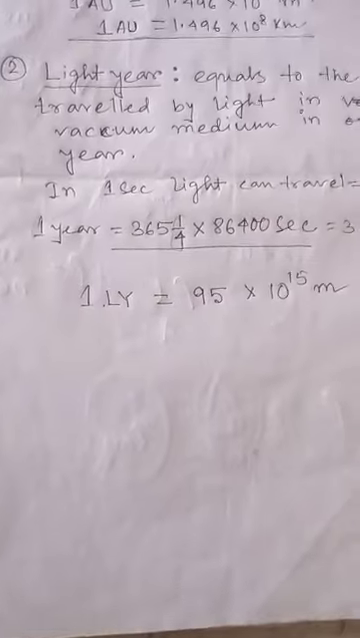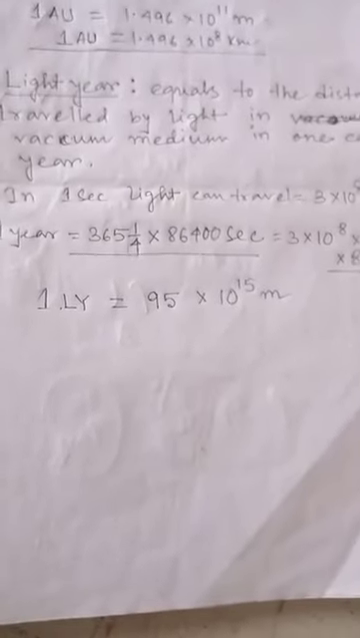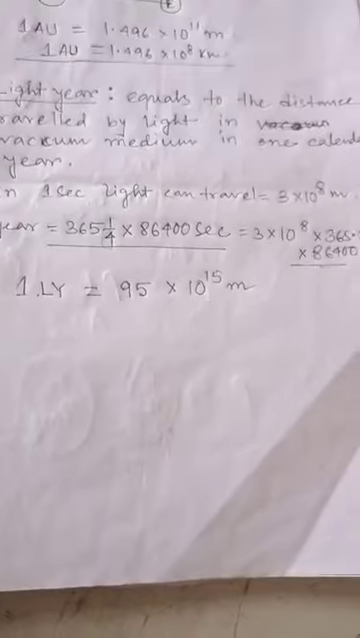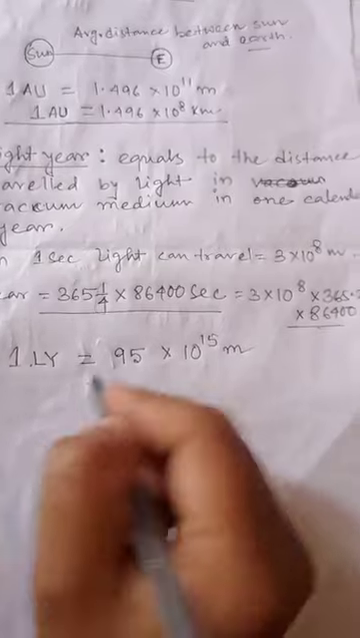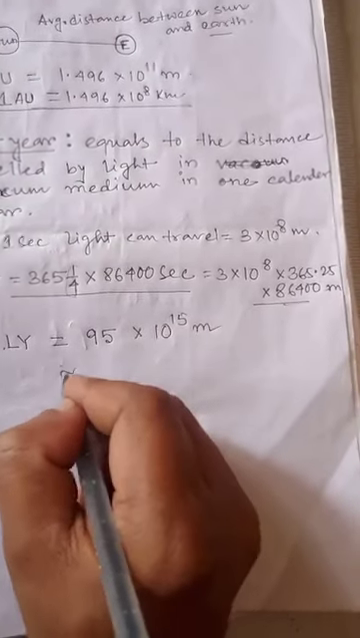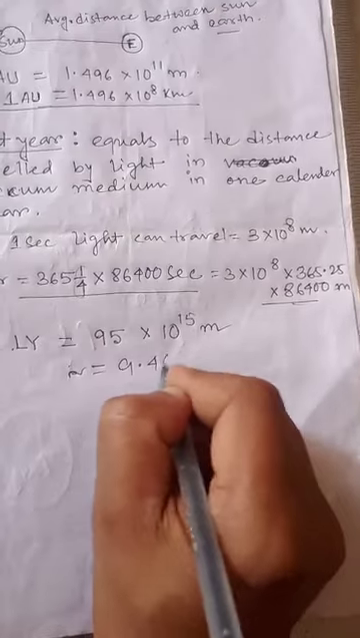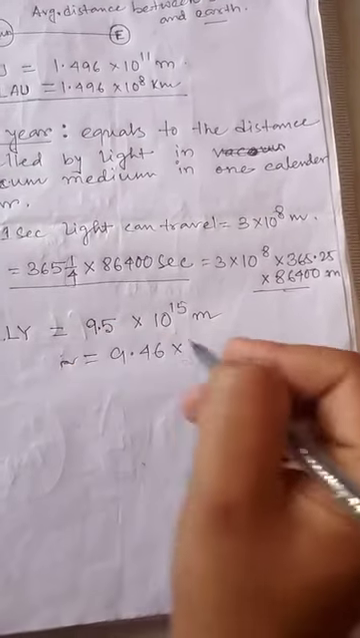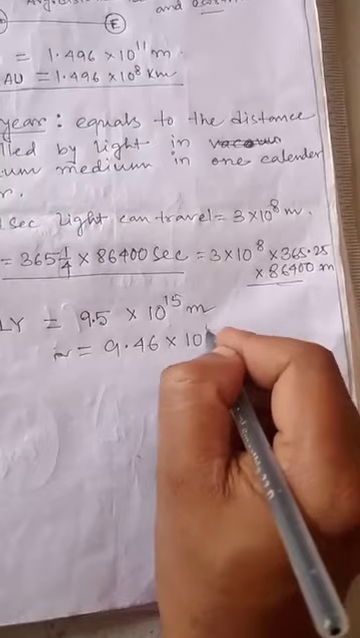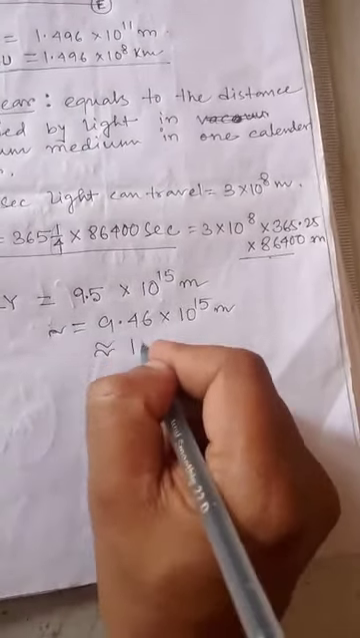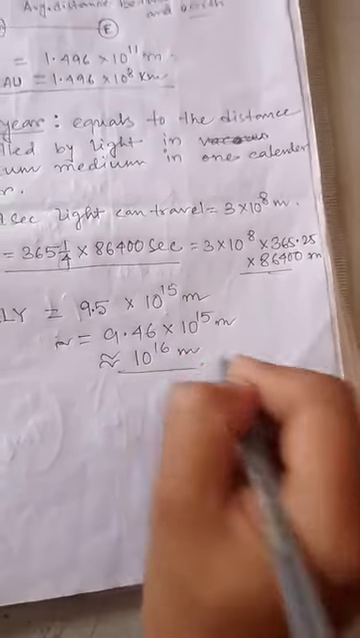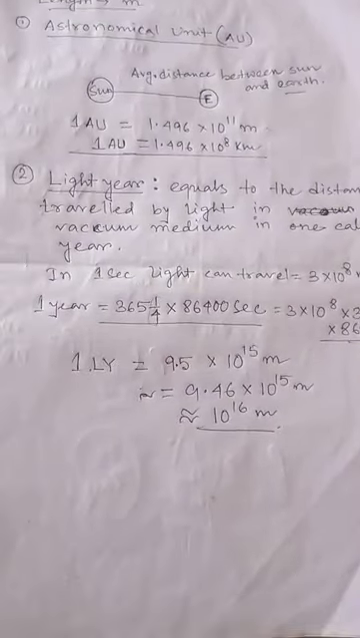So what is the value of 1 light year? 1 light year is equal to near about 9.5 into 10 to the power 15 meter, and we can write the exact value like that. The exact value is 9.46 into 10 to the power 15 meter, or near about 10 to the power 16 meter. We can write it like that for 1 light year.